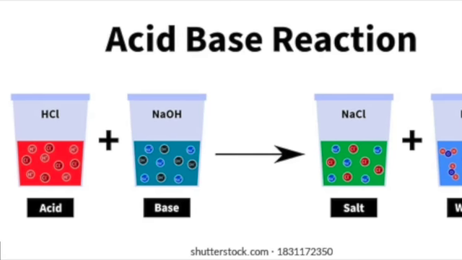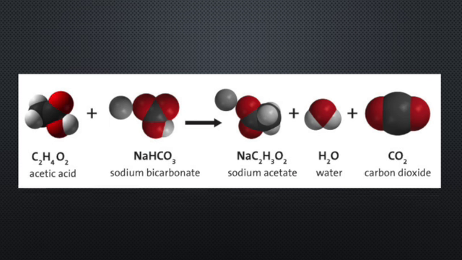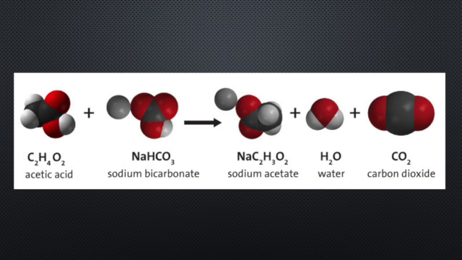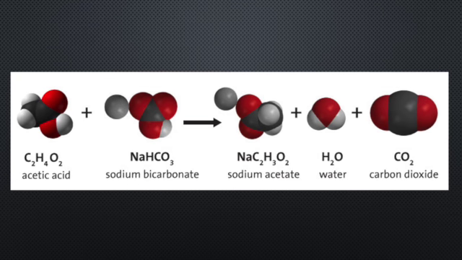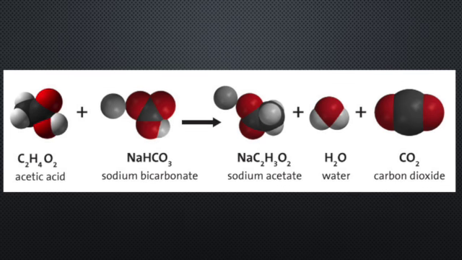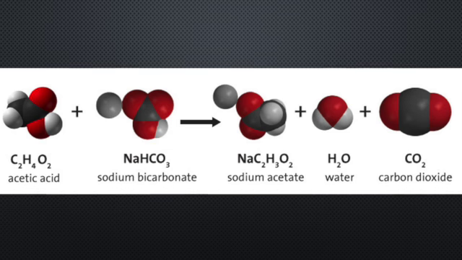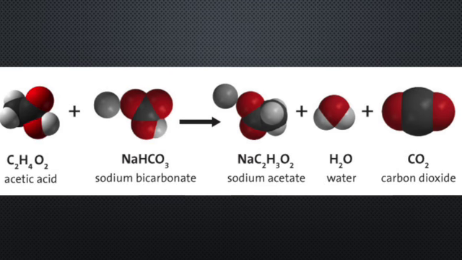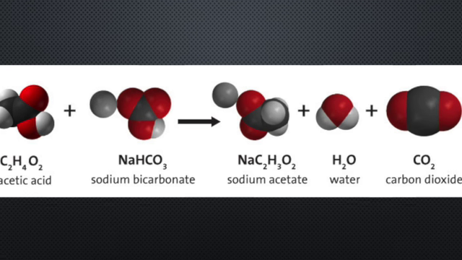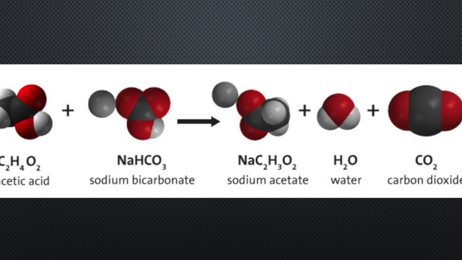In the case of baking soda and vinegar, the reaction written out looks like this. Acetic acid plus sodium bicarbonate goes to sodium acetate plus water plus carbon dioxide. Carbon dioxide is produced by this reaction along with water and the salt sodium acetate. The carbon dioxide is what propels the products upward as the reaction takes place.